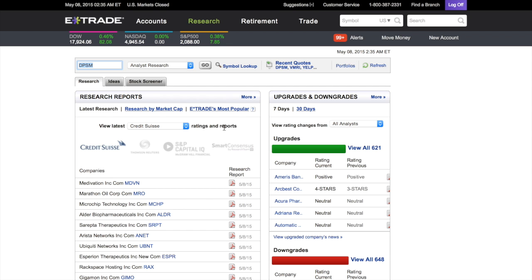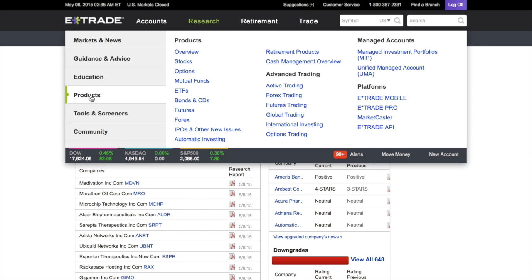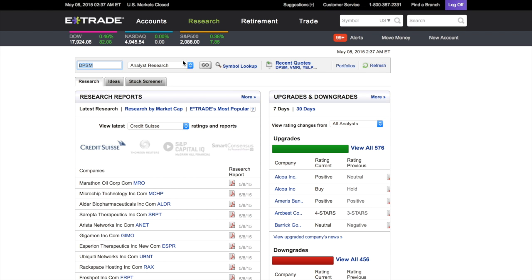So for example, right here I have Etrade pulled up. What are you going to do? You're going to go up to the research button. Just hover over there. See their products button? Hover over that, then we're going to go to stocks. Research, products, then stocks. So now we're here, and this is how we got here. Now we're going to click on this tab that says Stock Screener.